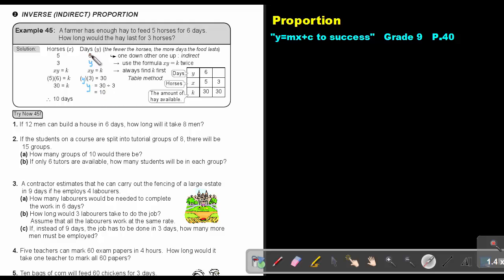So how long will this last? It will last 10 days. And you can see 3 times 10 is 30. 5 times 6 is 30. So you will not get a constant by dividing, but by multiplying these 2. Okay. I want you to try now 4.5 number 1 as well as number 2, A and B. You can stop the video, and as soon as you are finished, you can continue with the video.